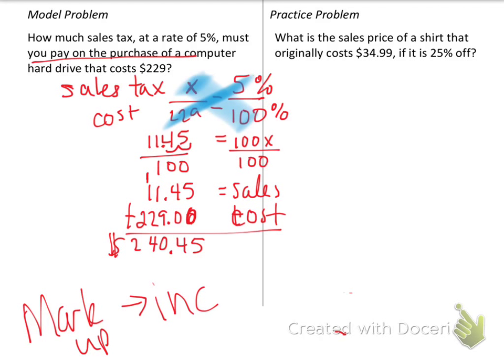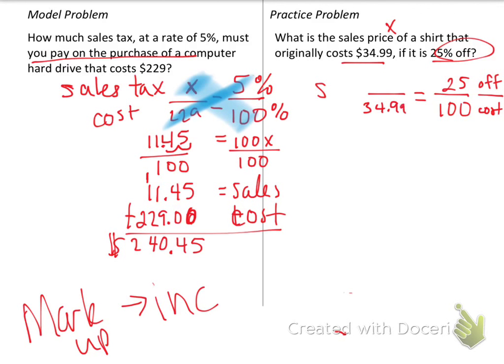So what is the sales price? So we don't know sales price. So that's my X. On a shirt that originally cost $34.99 if it is 25% off. So we know 25 always goes over 100. So 25 represents our discount. So that's the discount. 100 represents our cost. So $34.99 goes on bottom. X goes on top because we don't know the sales price or the sell discount. That's the discount right there, how much off.